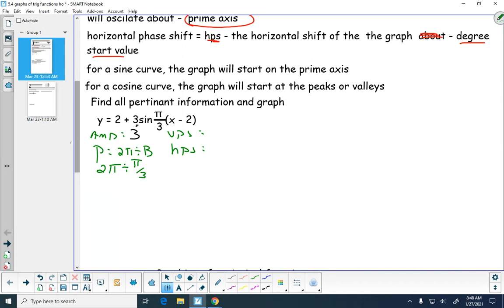Now, if we are dividing by a fraction, we have to flip and multiply by its reciprocal. So we have 2 pi times 3 over pi. What happens to the pi's, Isaac? They cancel out. So this pi cancels this pi, so we're left with 2 times 3, which is 6.